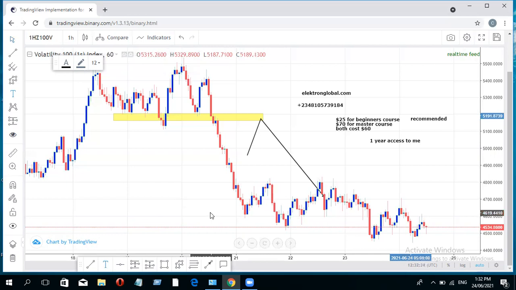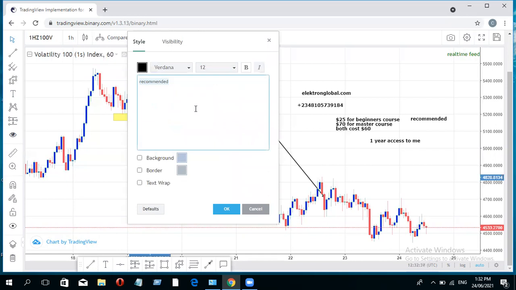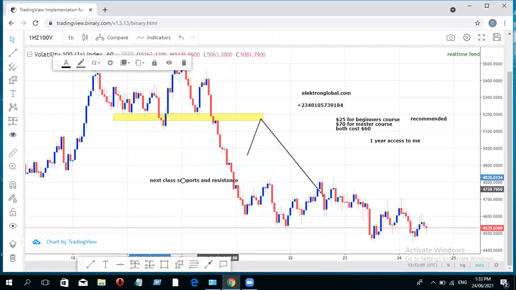So in our next class, we'll be talking about support and resistance. We are done with market structure 101. Support and resistance, that'll be our next class.